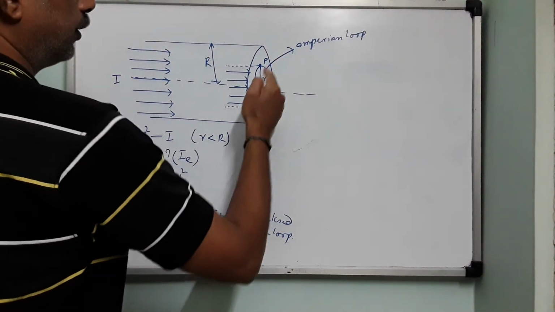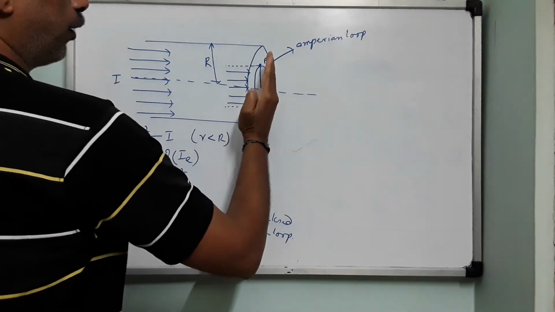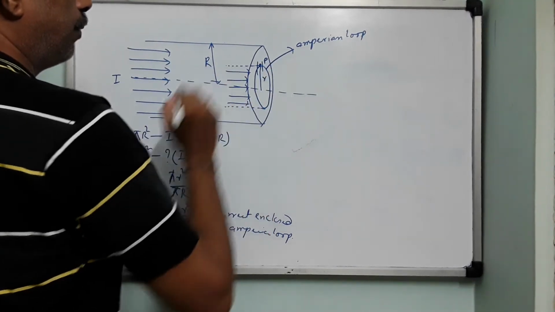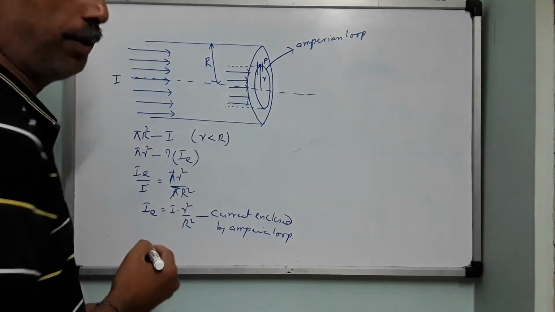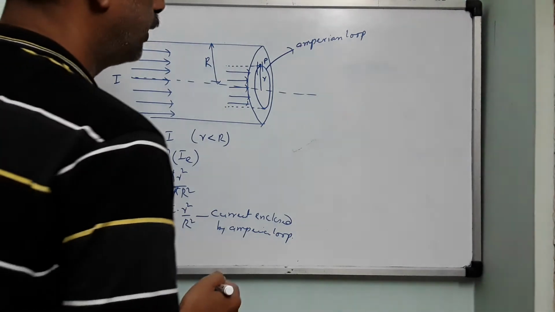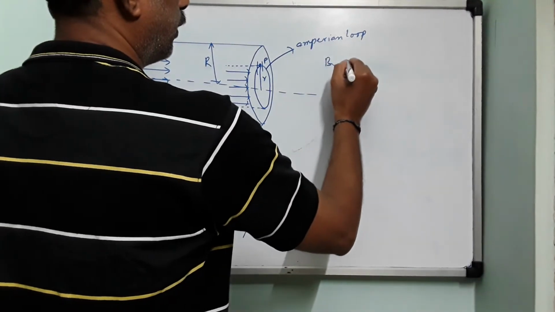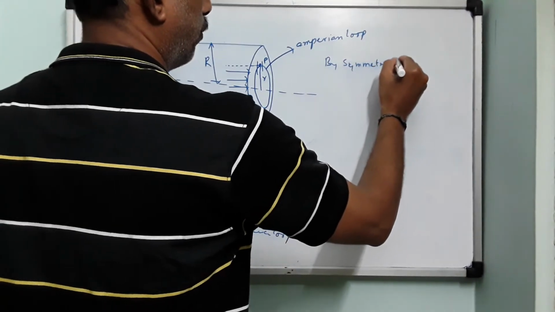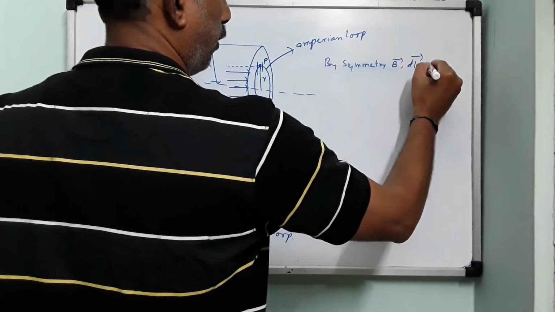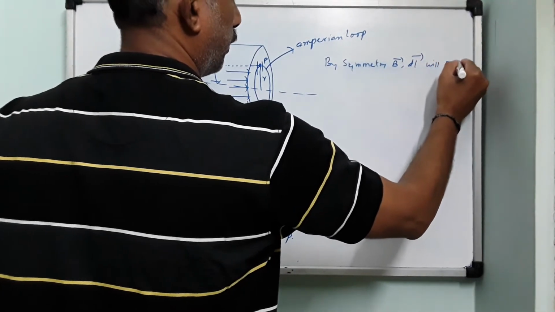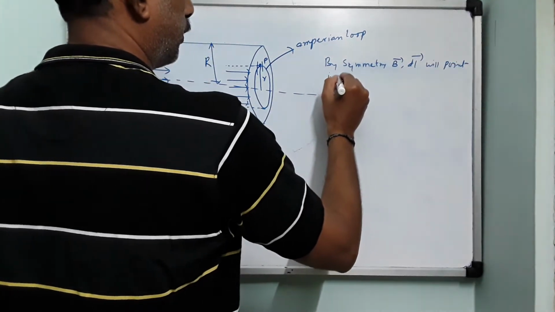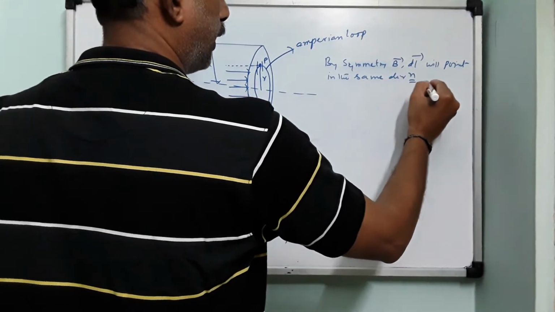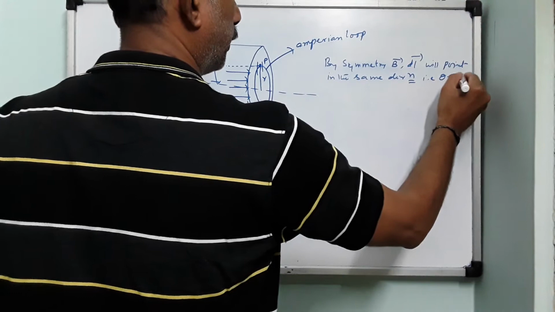Amperian loop is now like this. So if you see the Amperian loop, and consider a small element dl here, small element dl and magnetic field both will be pointing in the same direction by symmetry. So by symmetry, B and dl will point in the same direction. That is, theta is going to be 0 degree again.